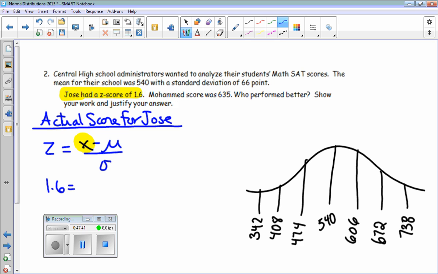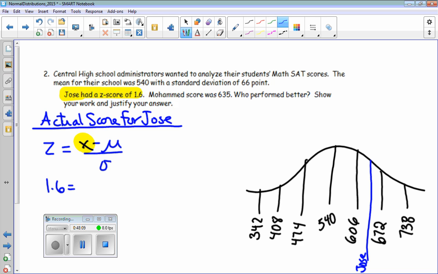Could you tell me, if I'm looking at the numbers on the graph, about where it is? Approximately 1.6 means a little more than 1.5 standard deviations above the mean. So wouldn't you agree that Jose is somewhere in here? Because he's 1 and 0.6, 1 and a little bit more than half. So this is where Jose is.